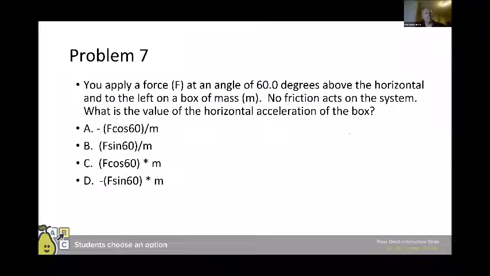All right, so here's another one of those where not very many numbers. You're having to derive equations again. So you apply force, F, at an angle of 60 degrees above the horizontal and to the left on a box of mass M.